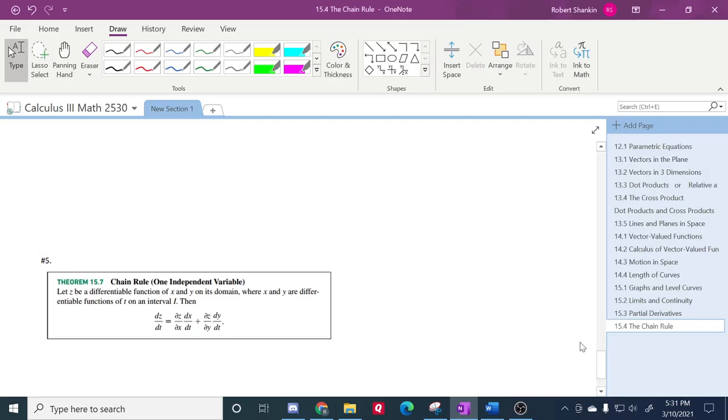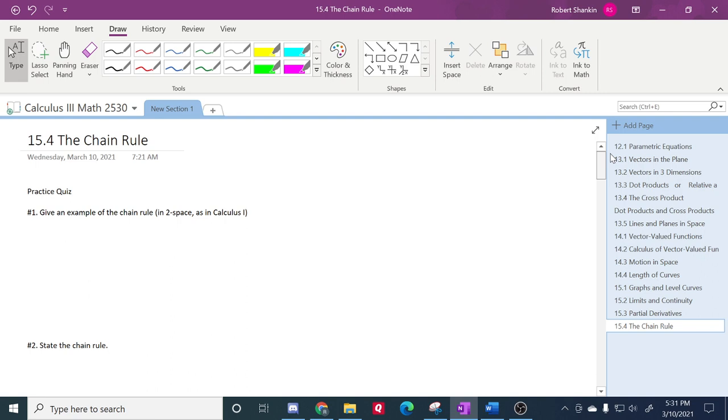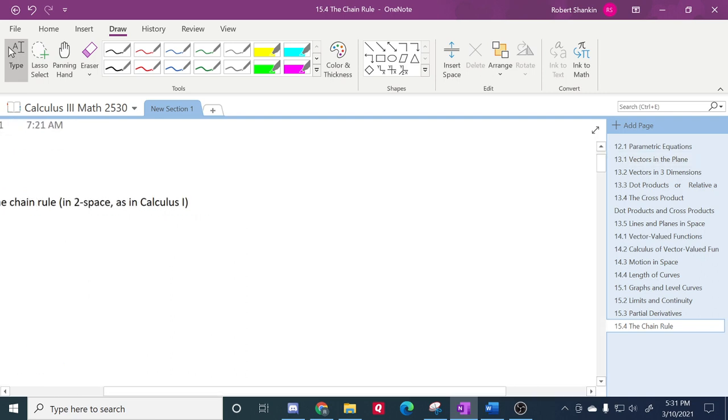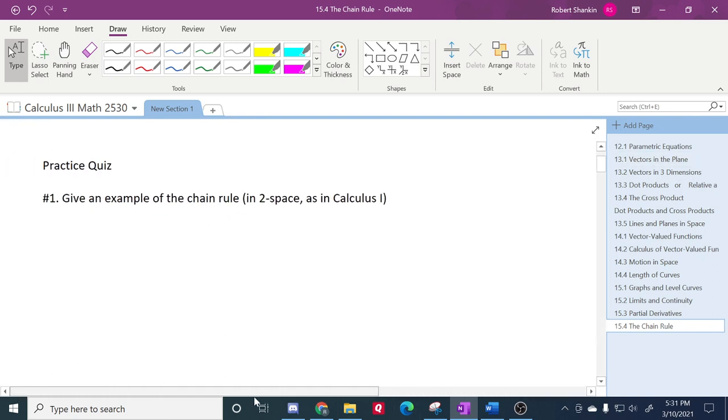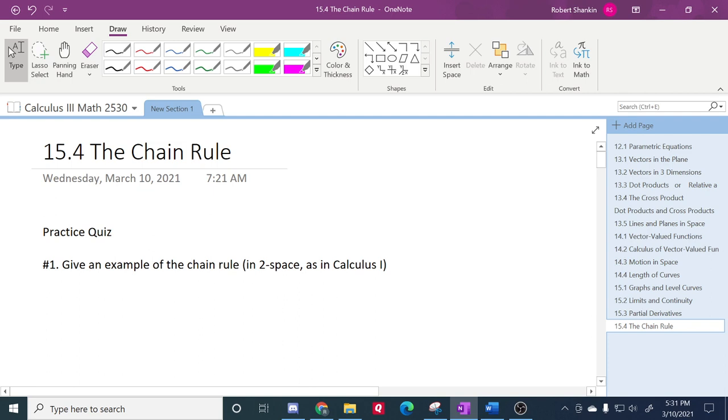And let me send you to practice quiz problem number 1. Give an example of the chain rule in 2 space as in calculus 1. So think of a problem where you're going to need the chain rule and then do it.